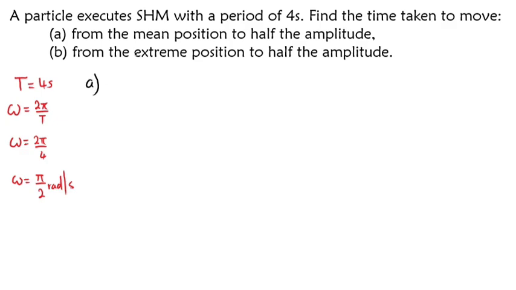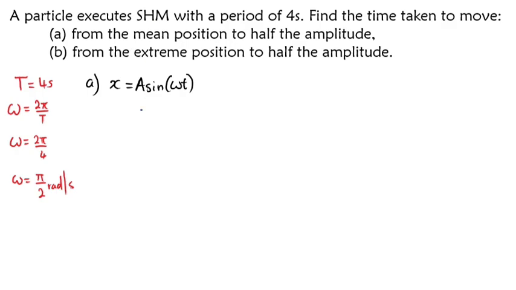We've been told that the motion starts from the mean position, so we're going to use sine and not cos. So x is equal to a sine omega t. We don't have phi, so just use omega t like this. Then we're told to find the time taken to move from the mean position to half the amplitude.